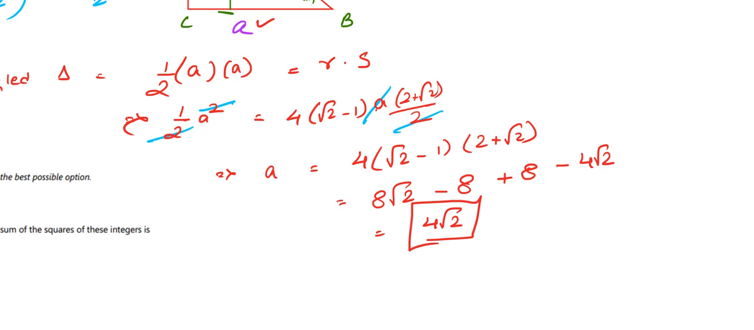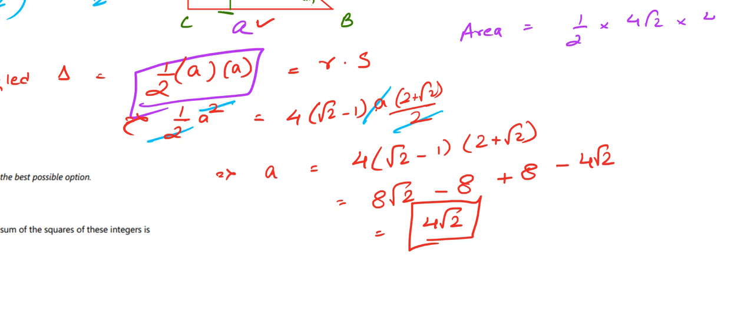Now from this we can find the area, where area is equal to half into a into a. So this will be half into 4√2 into 4√2. The √2 gets cancelled out and 2 gets cancelled out. So this will give us 16 square centimeters. So this is the area of the triangle, that is 16.